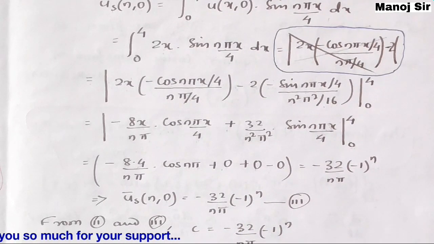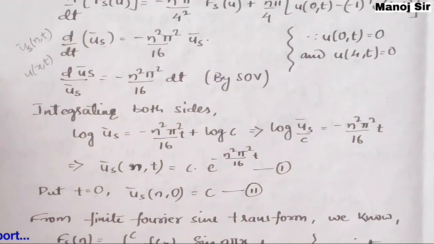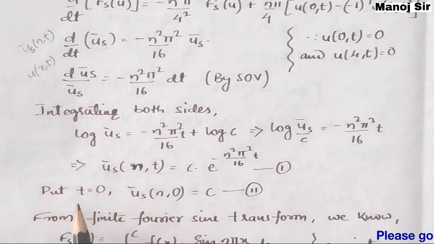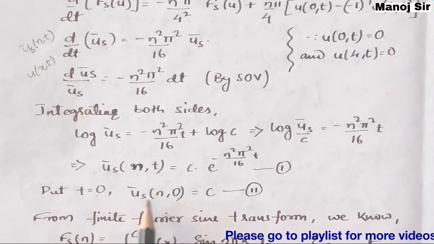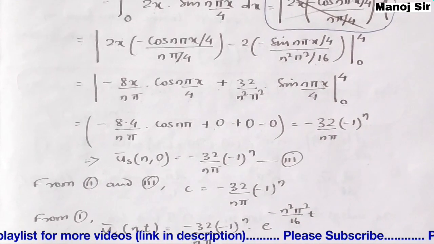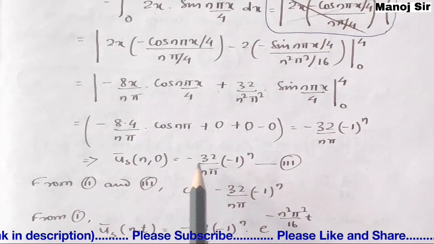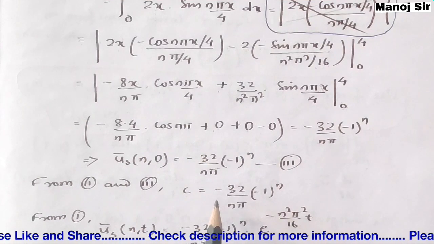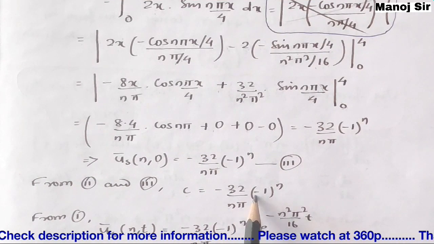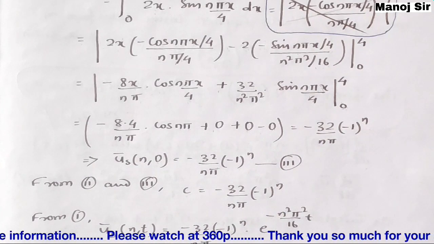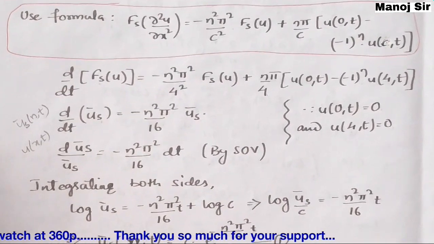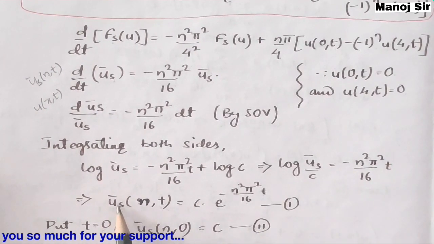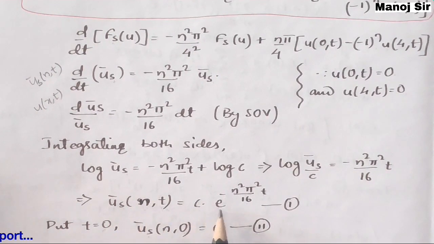and let's suppose this is equation number 3. From equation numbers 2 and 3: at t equal to 0, u bar of s n comma 0 equals c in equation 2, but in equation 3 it is this much. So on comparing 2 and 3, c becomes minus 32 upon n pi into minus 1 power n. Now coming to equation number 1, u bar of s n comma t equals c into e to power minus n square pi square t upon 16.